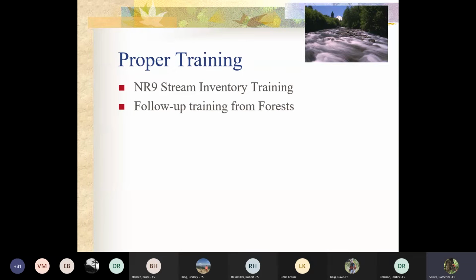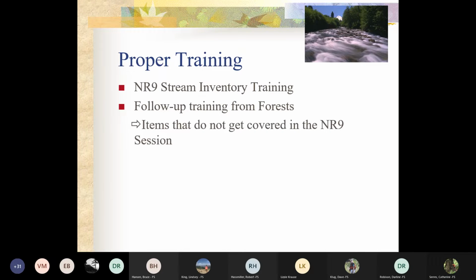And then there'll be follow-up training from the forest. So any of those forest options that you have that we aren't covering here, make sure those get covered. And then also you're going to hopefully go over all of these items that we're training for this week. You'll go over those again in the field at your forest level because it's going to be different once you hit the stream. And again, those are items that are not covered by NR9, need to get covered at the forest.